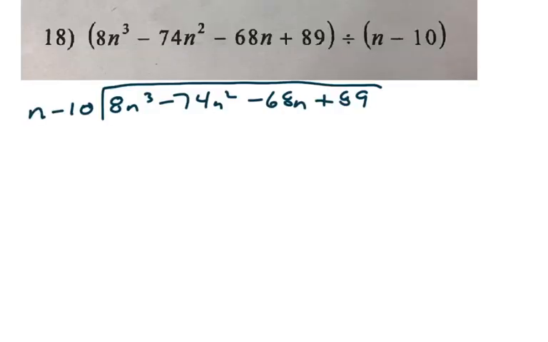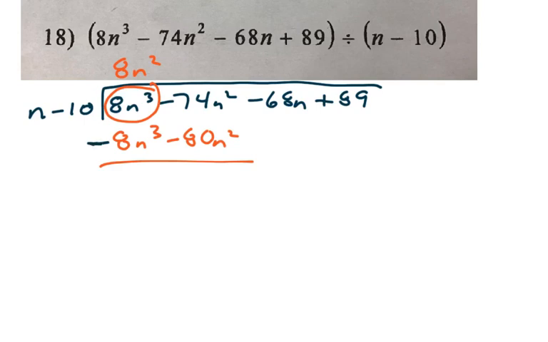Okay, let's do it one more time. Again, notice I already have my long division format set up. I'm going to start with my 8n cubed here. I'm going to times by 8n squared because that times that is 8n cubed. And let's not forget our distributive property again. So we end up with 8n cubed minus 80n squared.